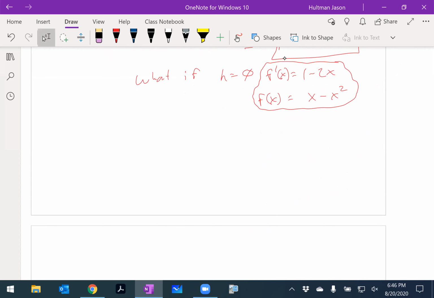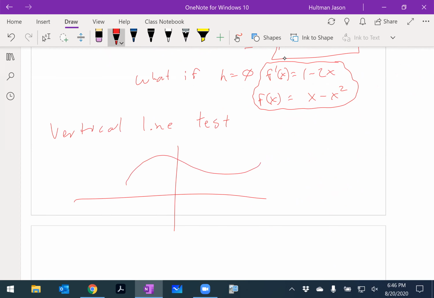Okay, does anybody know what the vertical line test is? The vertical line test for functionality? That's if you graph a function. If I'm able to have a vertical line pass through this function and it doesn't ever cross itself twice, then it's a function. It's called the vertical line test. You can also call it the ruler test.